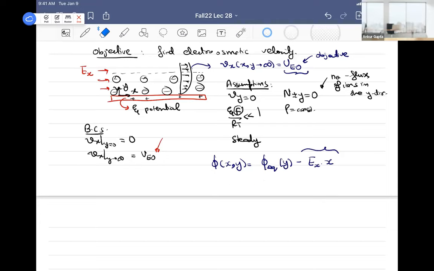Yes. The previous assumption is that rho is constant and P is constant. Pressure. Yeah, pressure. Yeah, please don't hesitate to ask. There are more variables now. So if there's any confusion, don't hesitate to ask. Pressure is not.